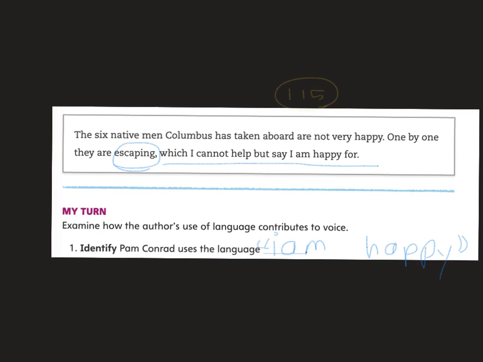The next question says, what does the language tell me about Pedro's voice? And make a conclusion on your own. How does Pedro feel about the 6 native men Columbus has taken aboard? Try on your own. I'll see you later.